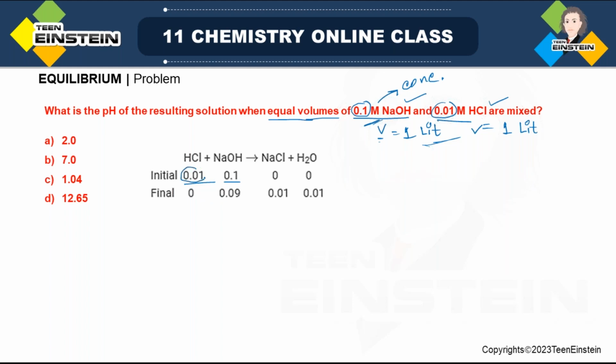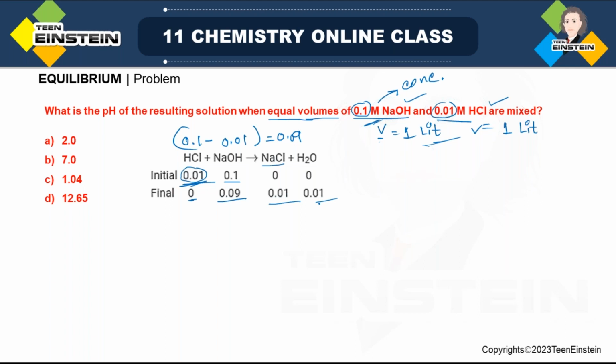So here all HCl will be consumed. So 0.01 moles of HCl will react with 0.01 NaOH only. That means from the remaining amount, 0.1 minus 0.01, there will be unreacted NaOH. So the final value of NaOH is 0.09, and for HCl it is 0. All are consumed. Now come to the right hand side. NaCl will be produced in a similar number of moles. So if 0.01 HCl reacts with 0.01 NaOH, obviously NaCl is also 0.01, and water is also 0.01.